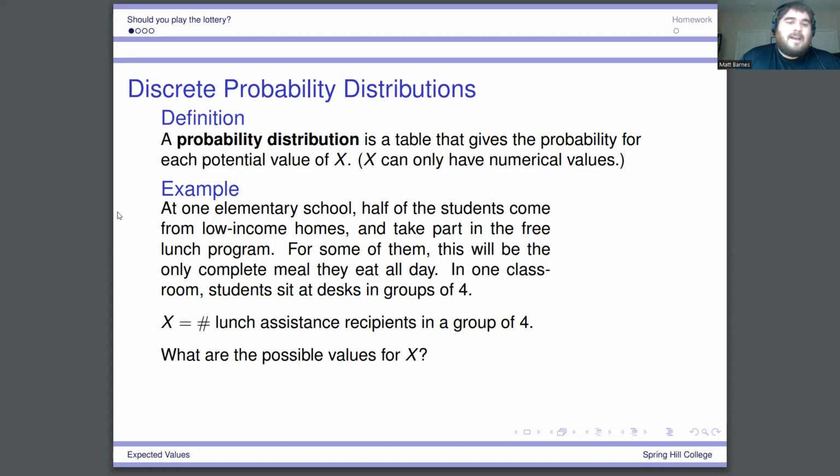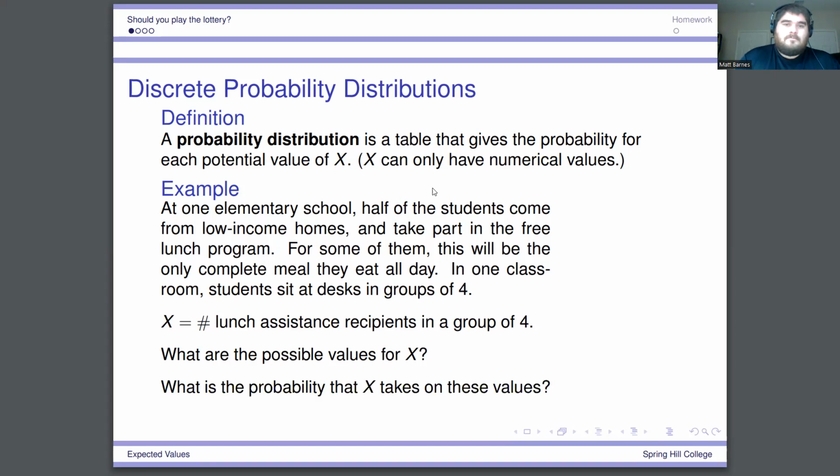So we have a couple different values for X that could happen. It could be that all 4 of the students at this table or this group of desks are on the assisted lunch program. So that would be a possible 4 as our outcome. It could be 3 of them, or 2 of them, or just 1 of them are on the program, or it could even be that none of them are on the program, that all of those 4 students bring their own lunches.